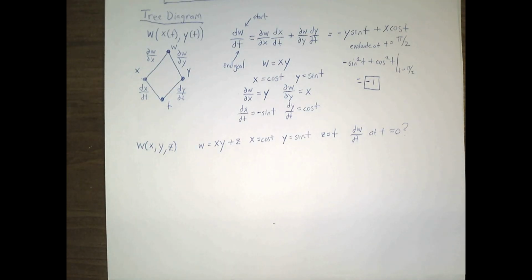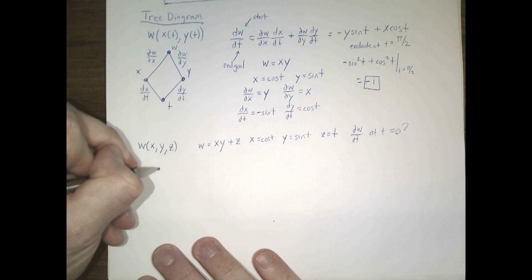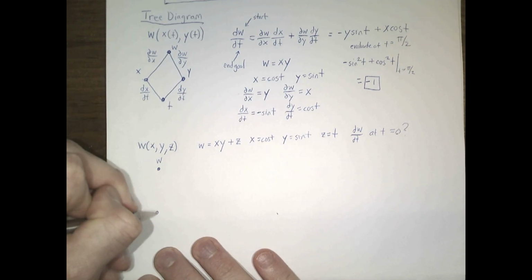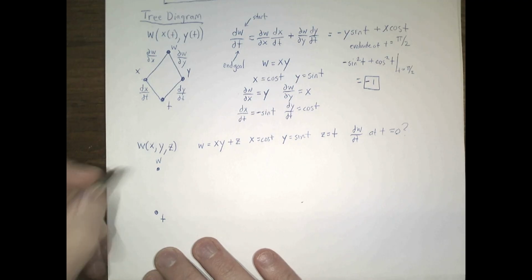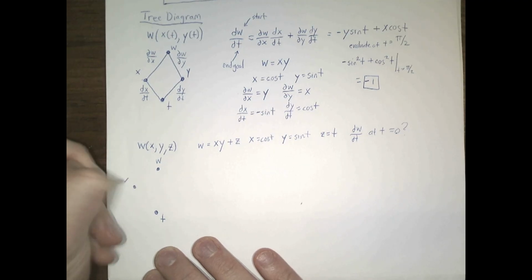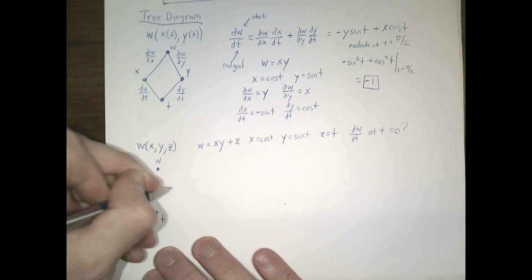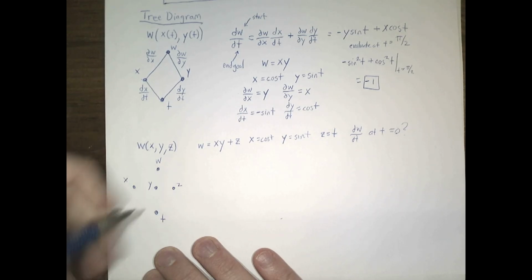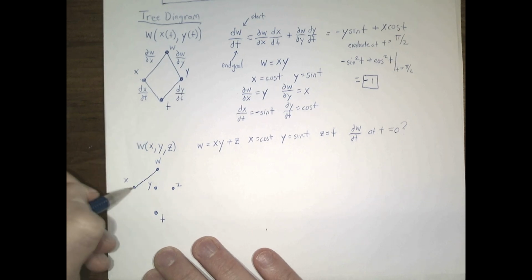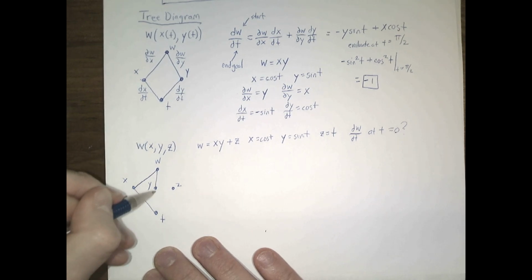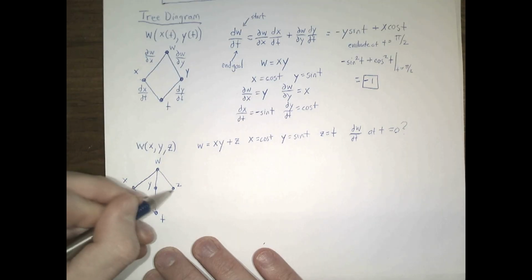And the first thing we should do is build the tree. We still have a starting point, w. We still have an ending point, t. It's just now that we have a third variable that depends on t, we have another path to include. So we still have an x. I'm going to push y into the middle here, and then z is over there. So we have a path connecting w to x to t, w to y to t, and w to z to t.